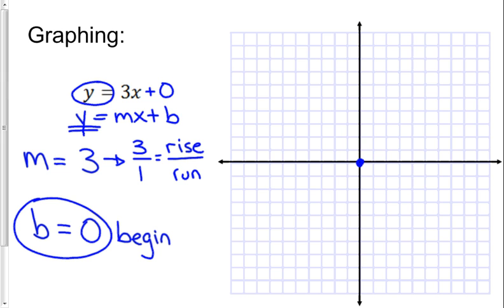So from that point, we're going to go up 3 over 1. And there's our next point. We do it again. Up 3 over 1. And we can go the opposite way. We can go down 3 and left 1.